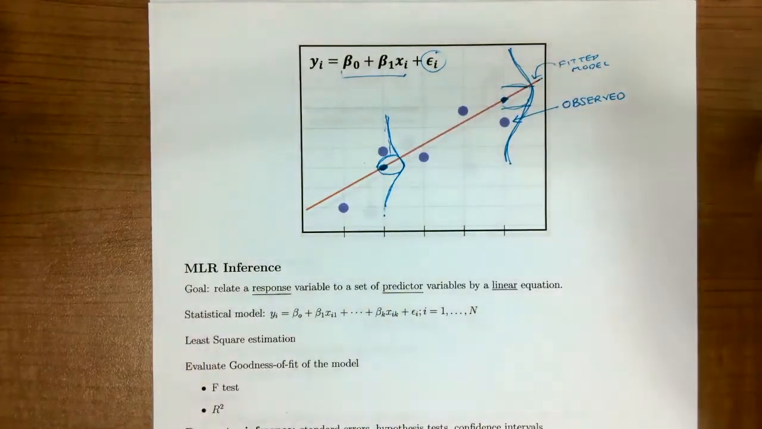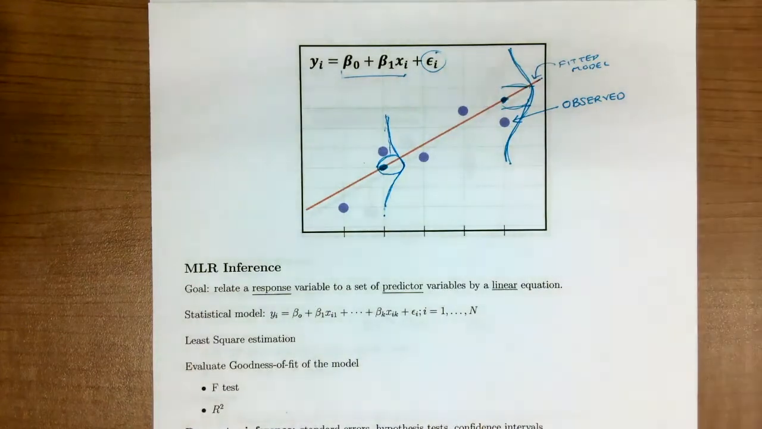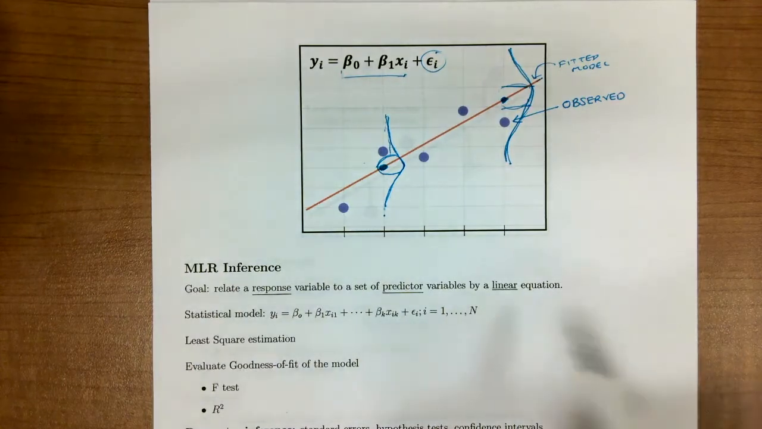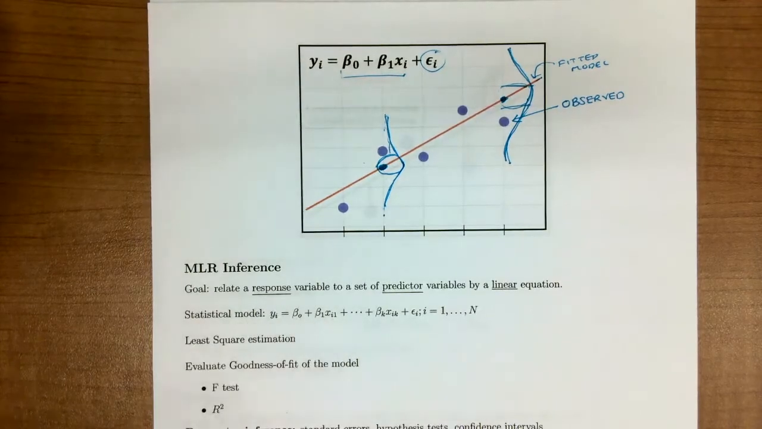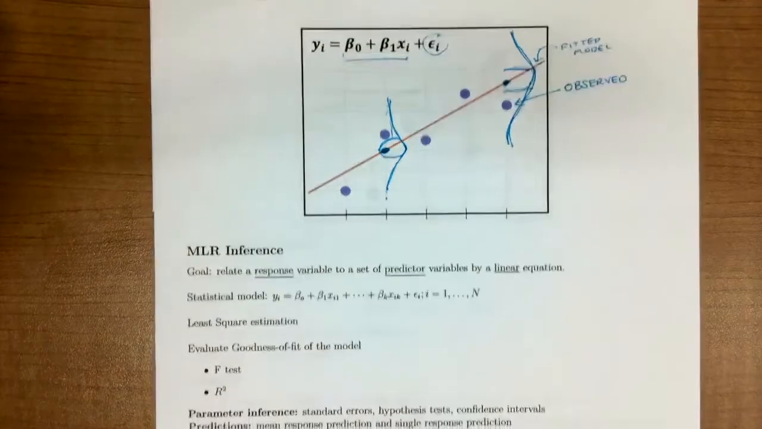Our real goal of multiple linear regression is to do some type of inference. More specifically, it is to relate the response variable to a set of predictors by using a linear equation. And what we mean by linear is linear in parameters. So this would be one statistical model that would work.